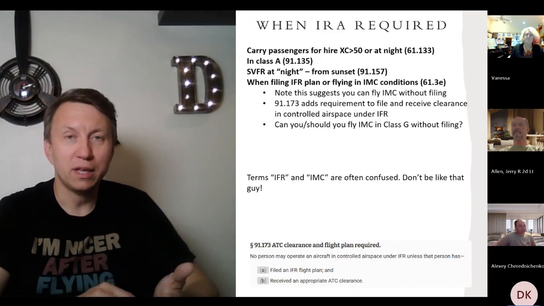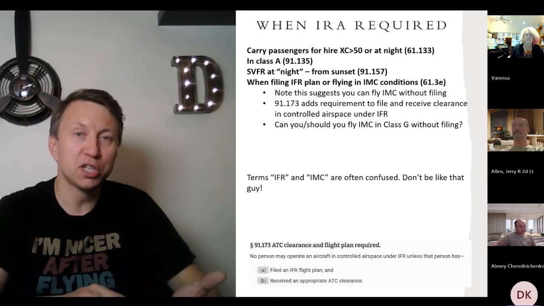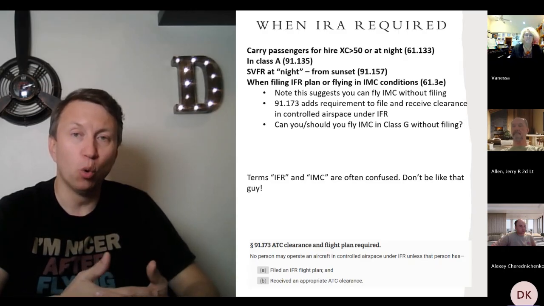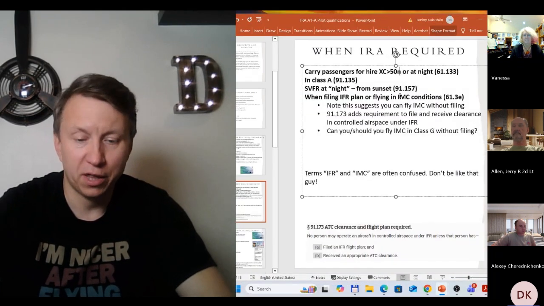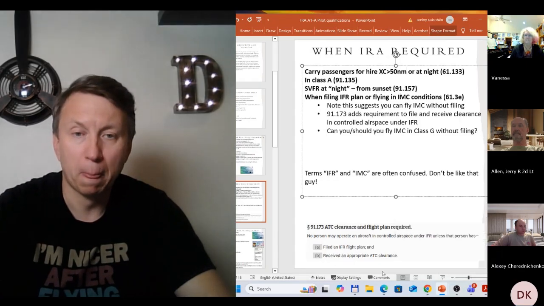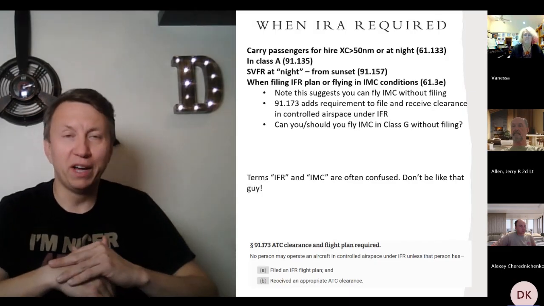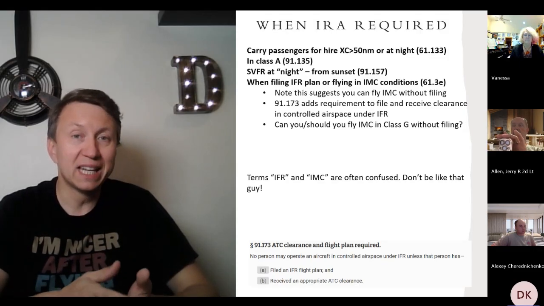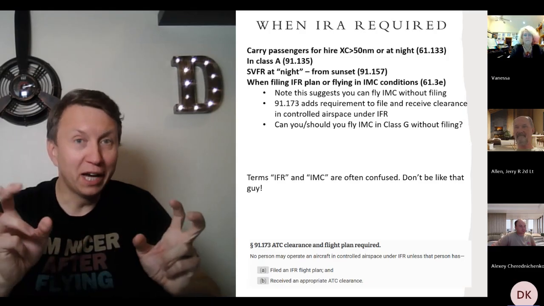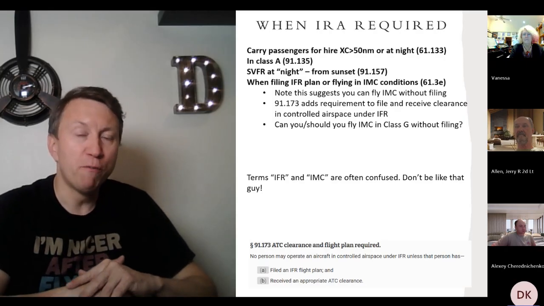So when is an instrument rating airplane required? Starting with a simpler one: to carry passengers for hire when it's cross country more than 50 nautical miles, or at night. That's 61.133. We clarify these nautical miles. Then next, in class Alpha, obviously, you can't go above 18,000 without an instrument rating. Special VFR at night, from sunset. This got confused. So night, quote unquote, because in this case 91.157 calls it from sunset.